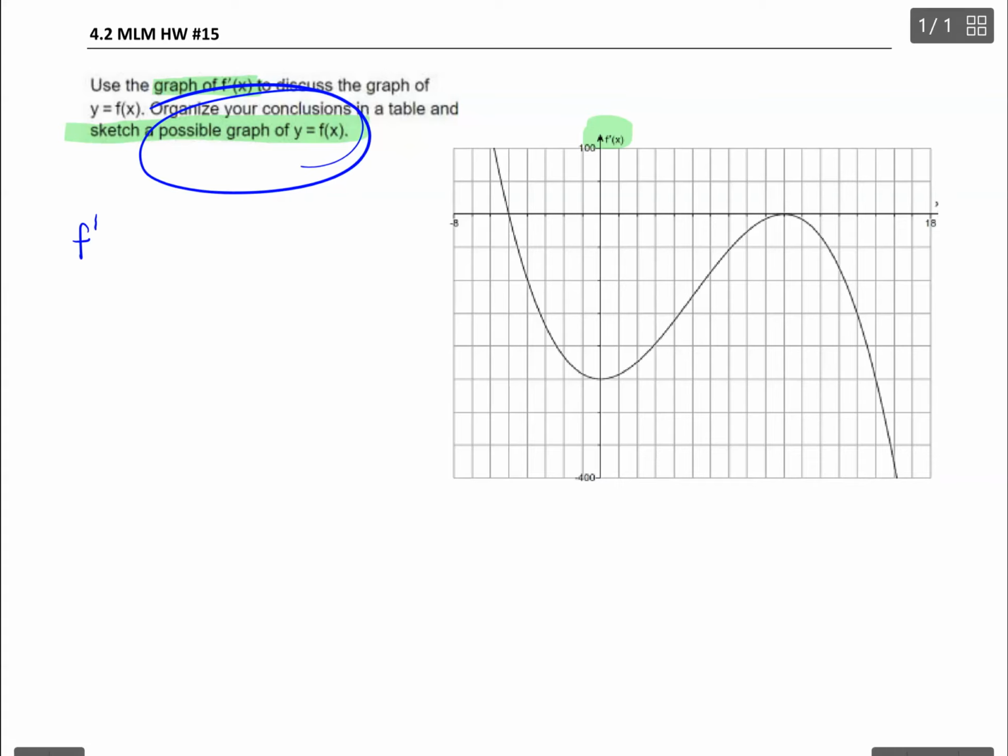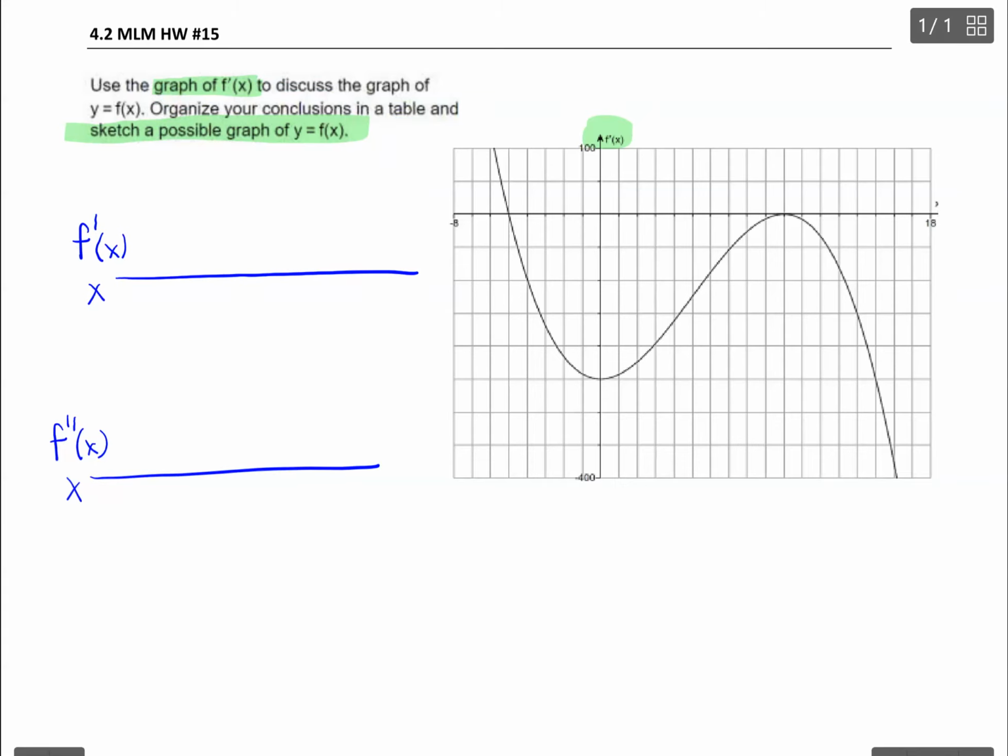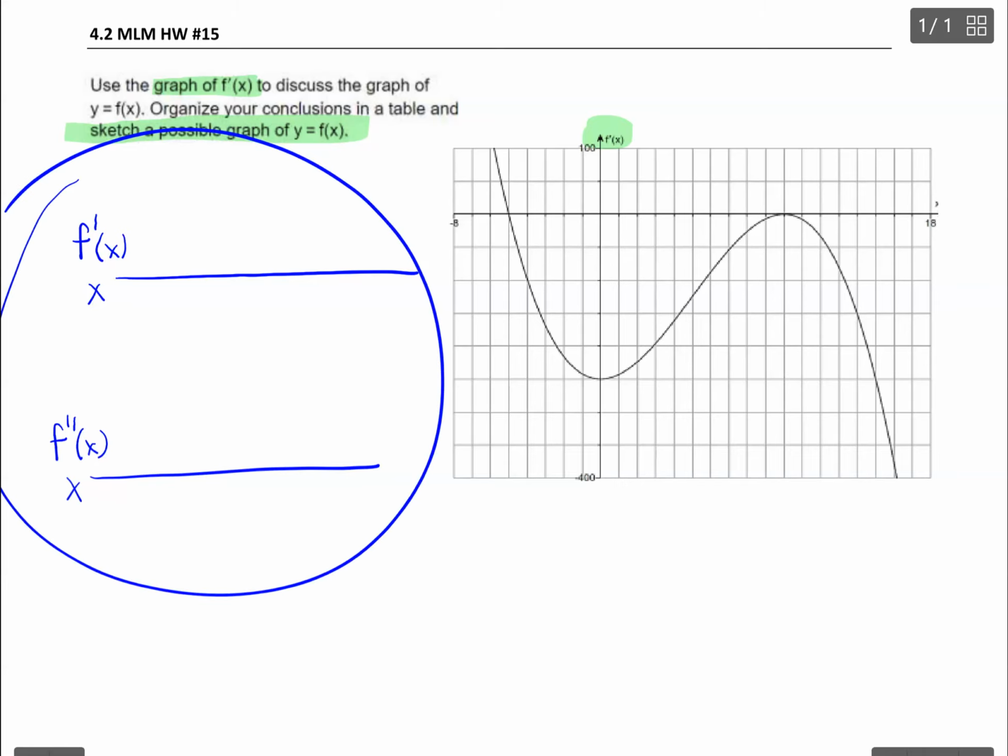Okay, so if I want to sketch a possible graph of f of x, what do I need? I need information about f prime and I need information about f double prime: the first derivative and the second derivative. So I'm going to create sign charts for that. Okay, so let's create sign charts for both of these. I know the problem says to organize our conclusions in a table, but I'm just going to organize it in sign charts. Okay, so if I have this information, these sign charts, I can use it to sketch a possible graph of the original function.